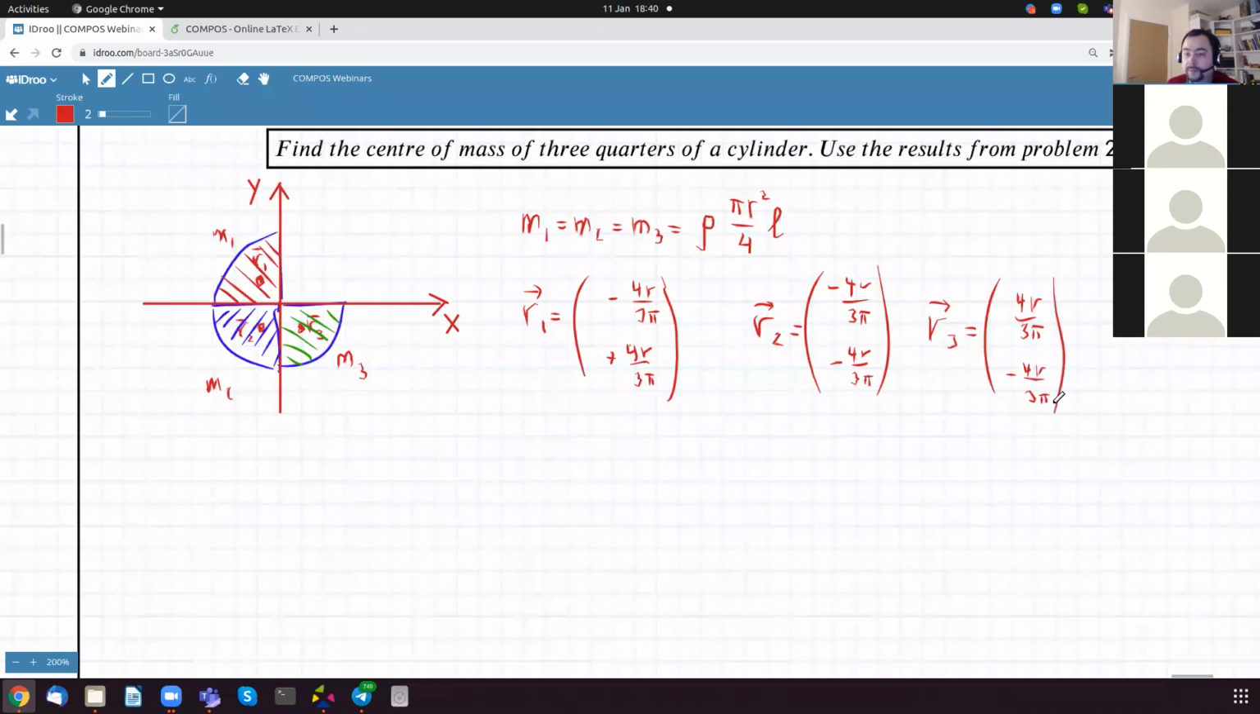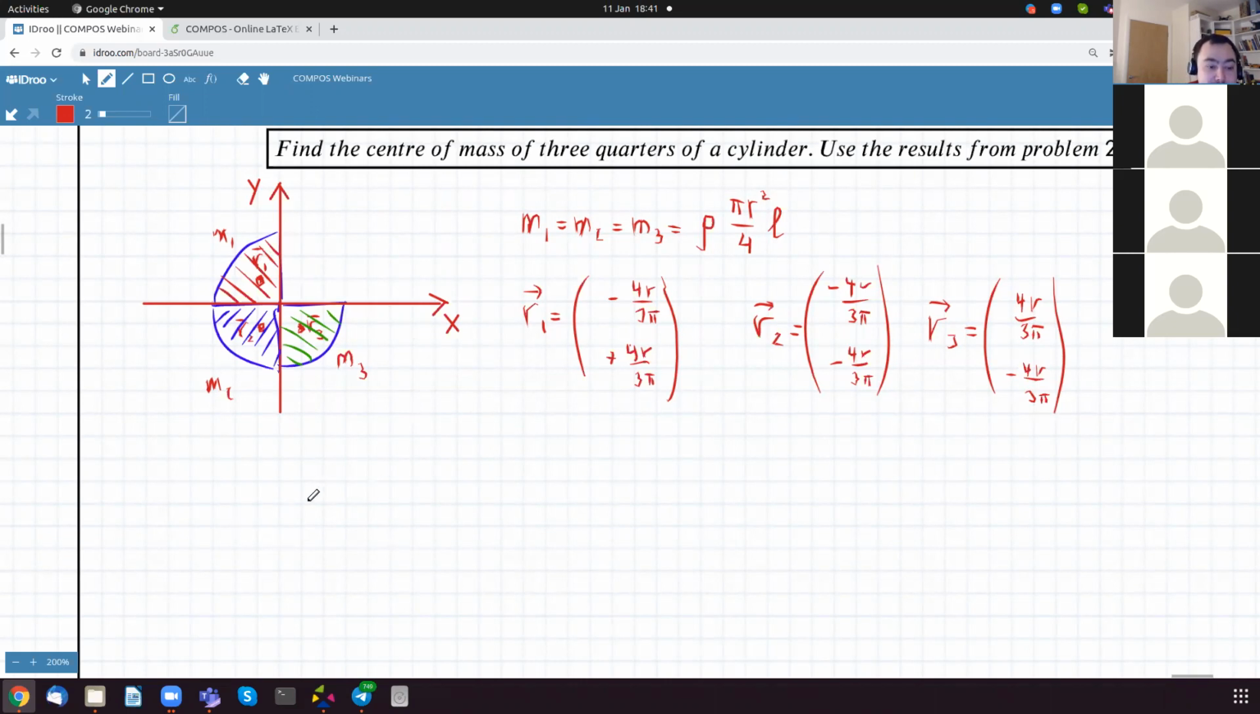Okay. If you understand everything so far in this question, type 1. If there's something you don't understand, type 0. Okay, good.